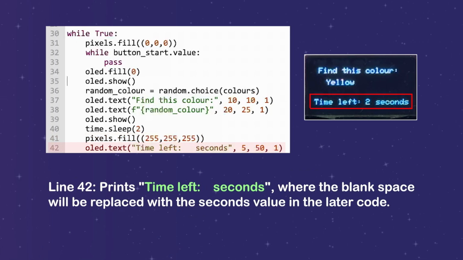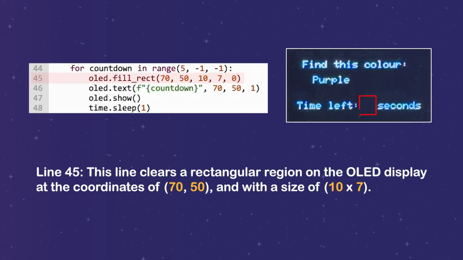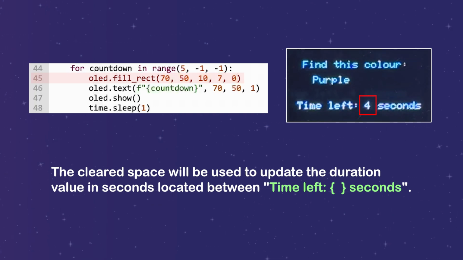Line 42, prints time left blank seconds, where the blank space will be replaced with the seconds value in the later code. Line 44, the for loop iterates through a range of numbers from 5 down to 0. Line 45, this line clears a rectangular region on the OLED display at the coordinates of 70 and 50 and with the size of 10 by 7. The cleared space will be used to update the duration value in seconds located between time left and seconds.